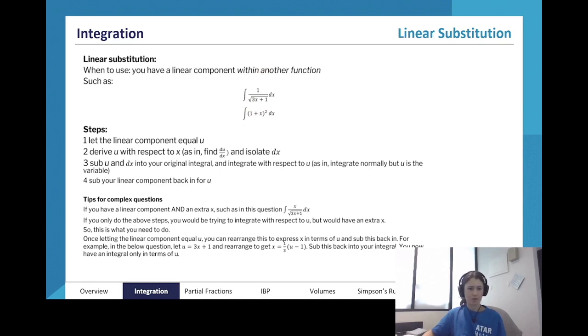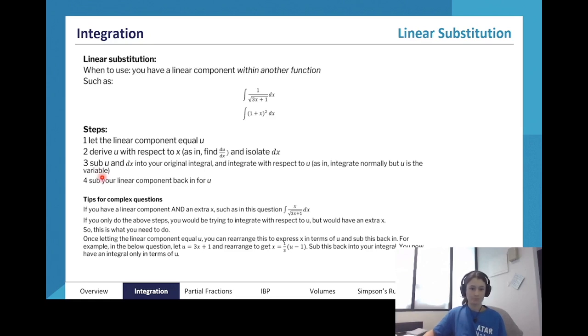However, if these two examples contained not a linear component, but just an x, if we had 1 over root x, we would be able to integrate that just by using the power rule. Similarly, with this one, if we just had x squared instead of the linear component, we would be able to integrate it. So my point here is that if you've been asked to find the integral of a function, and within that function, instead of just having an x, you have a linear component, it means you need to use linear substitution.